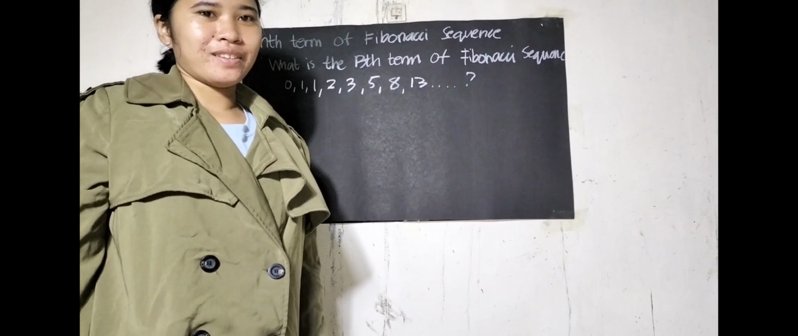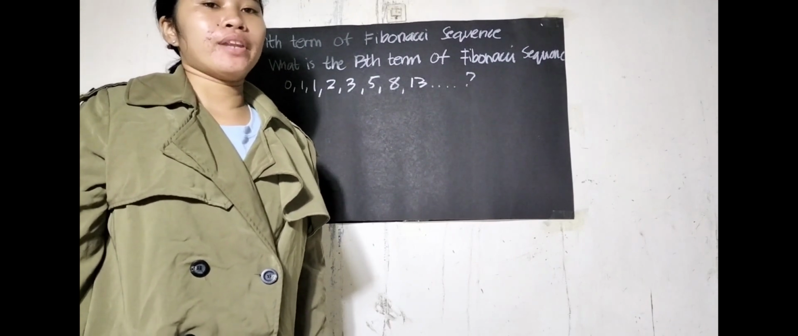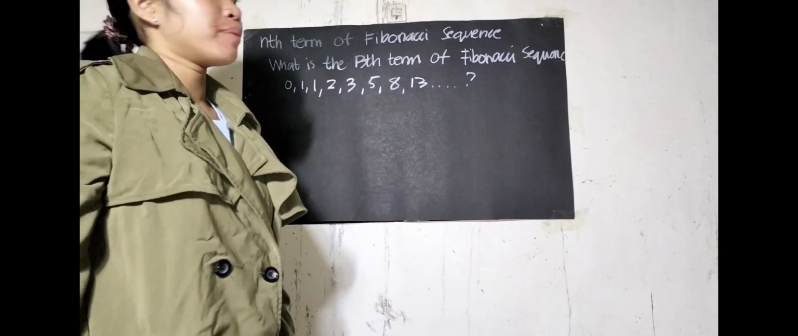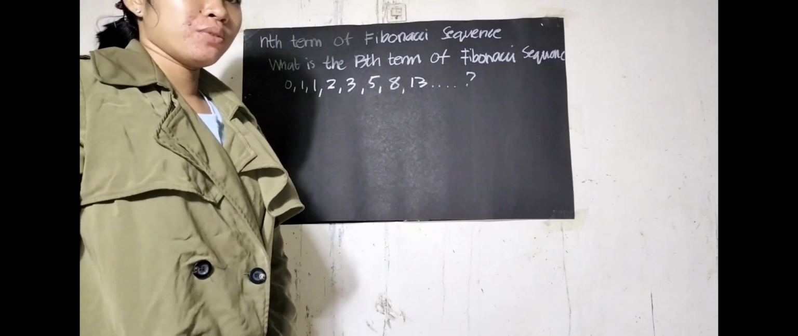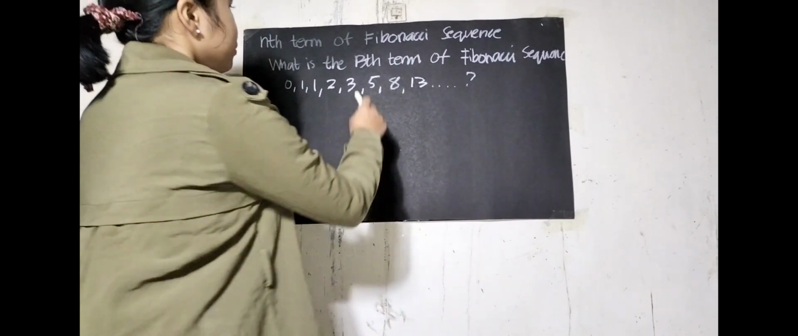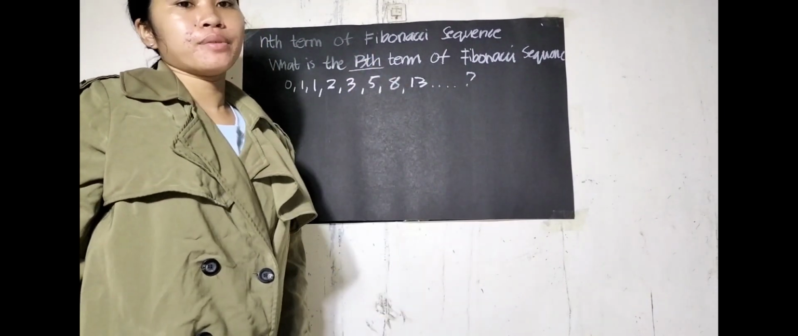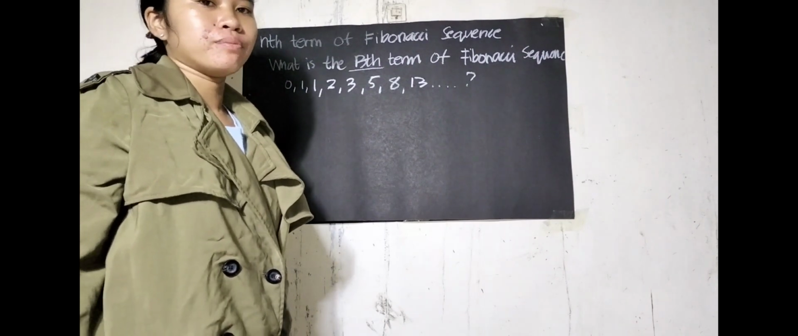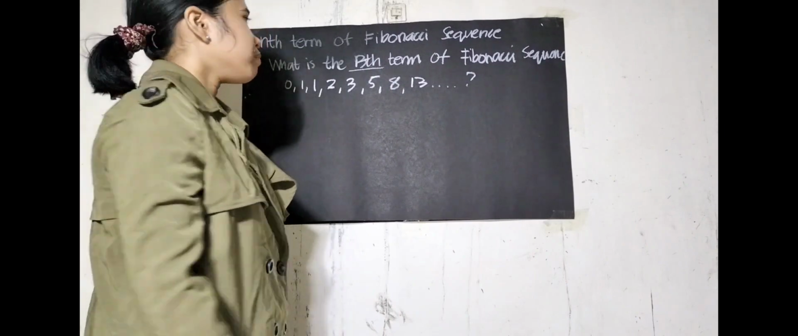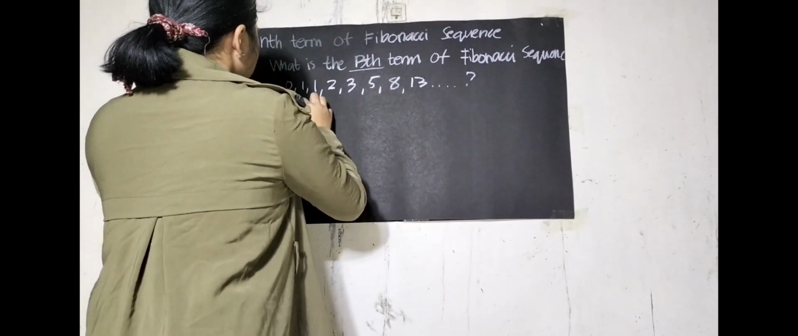So let us continue. Now we are to find the nth term of the Fibonacci sequence. What is the 13th term of the Fibonacci sequence? Remember that we are to find the 13th term. The rule to find the 13th term is to add the previous terms, 13 and 8. We are going to start here. 13 plus 8 is 21.